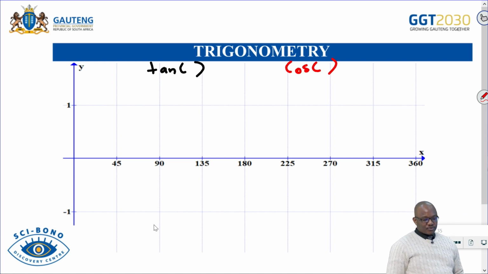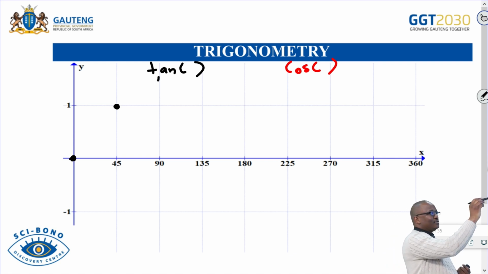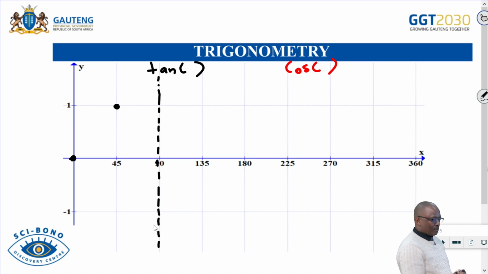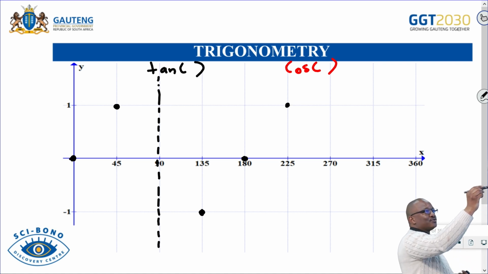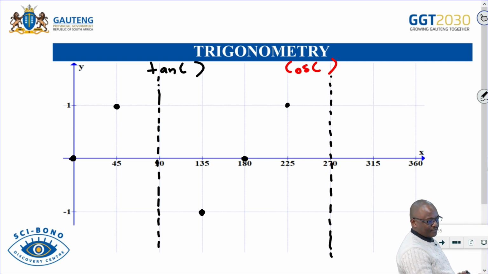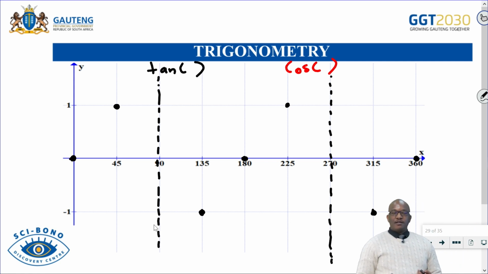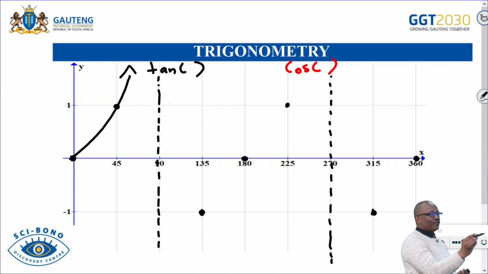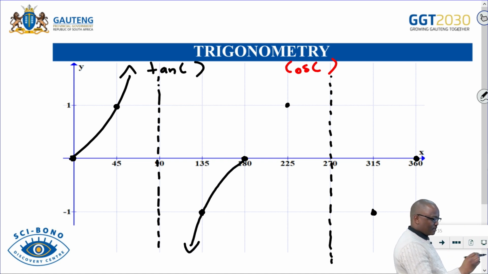So now, when you sketch the graph of tan, you are going to see tan 0, you will get 0. Tan 45, you will get 1. Tan 90, it will be a maths error. Then tan 135, negative 1, 0, and 1, and at 270, it will be undefined. Then we have 315 and 360. If you punch on a calculator, those are the points that you are going to get. Then now, our graph for tan will be like that.